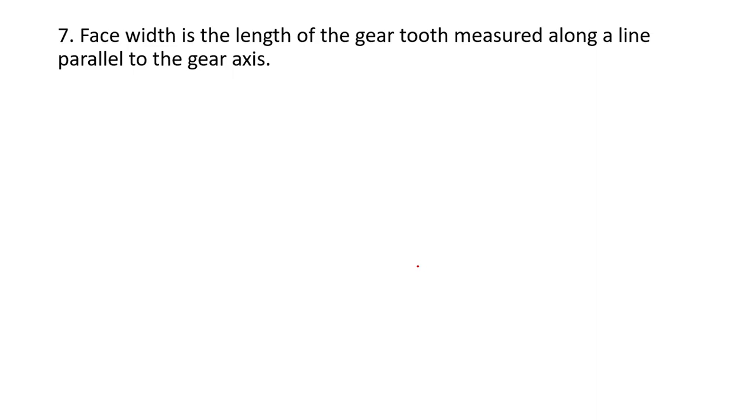And the last one is face width. We all know that if this is the helical gear, then the distance between the two ends, or the width, is known as face width, denoted by B.